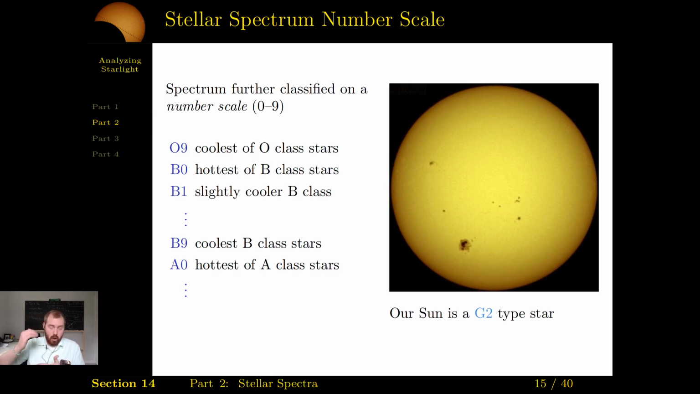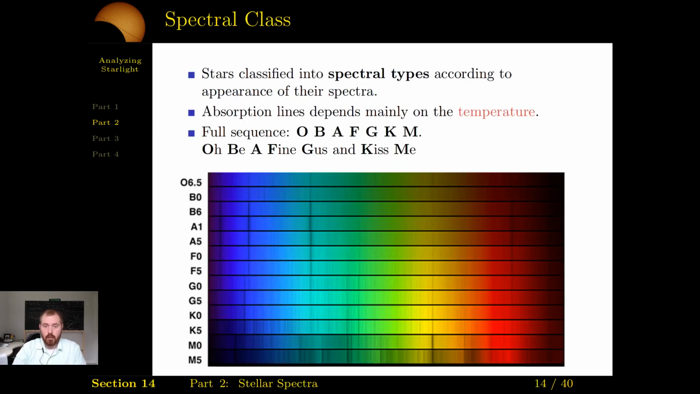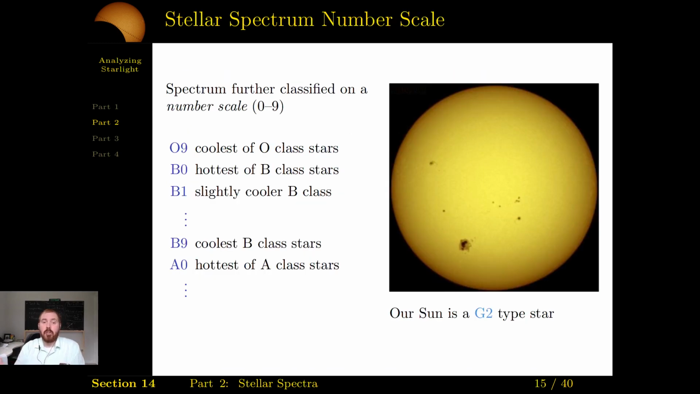On top of the OBAFGKMs, there's also a number scale. We break our stars categorically by these letters based on basically their temperature. We'll delve into more details in a bit. But we also slap in a number scale. So for perspective, I could have an O9 star. O9 is the coolest of the O-class stars. Next in line will be a B0.